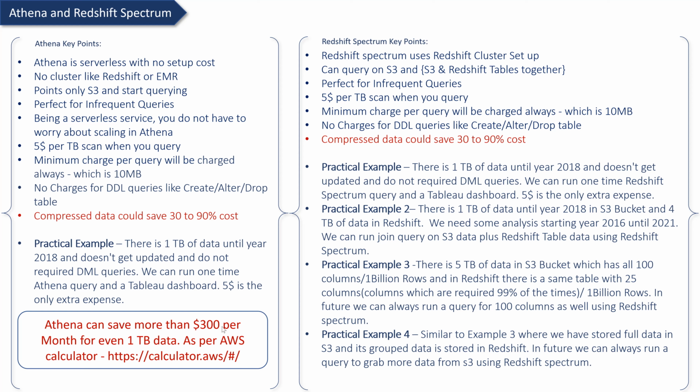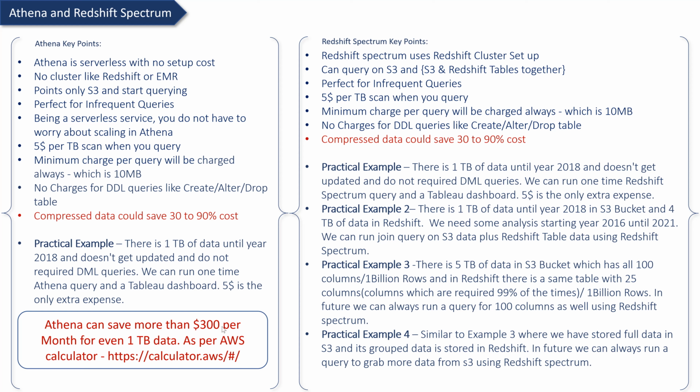But in case in future, or in any situation, you have to grab maybe not all 100 columns, but say 60 or 70 columns, you can always use Redshift Spectrum and grab those columns from the S3 bucket. The advantage of Redshift Spectrum is that if it is needed only once in a year, then all those 100 columns and 1 billion rows are just in the S3 bucket, which doesn't cost much.